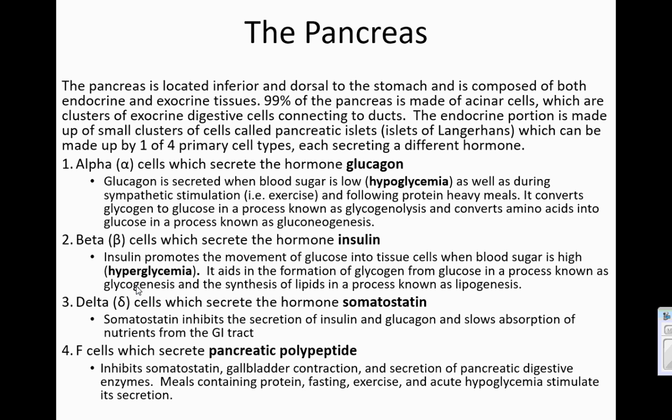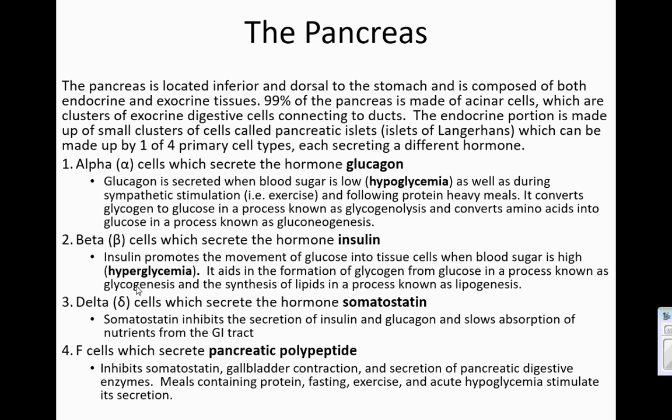Actually, 99% of the cells of the pancreas are dedicated to digestive purposes, which leaves only 1% of the cells that we collectively call pancreatic islets, or islets of Langerhans cells. And these are the cells that produce the 4 hormones that we're getting ready to talk about. Those 4 cells are alpha cells, beta cells, delta cells, and F cells.